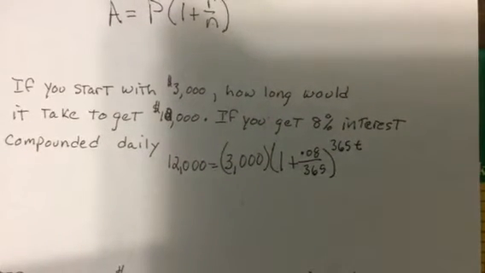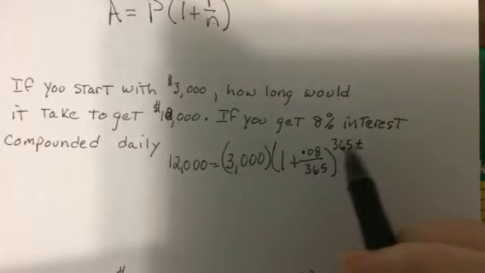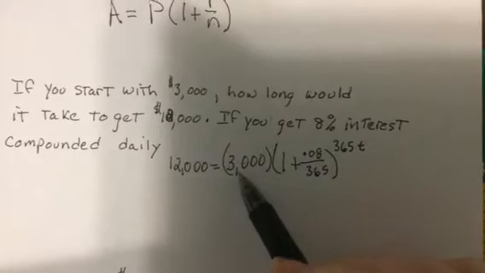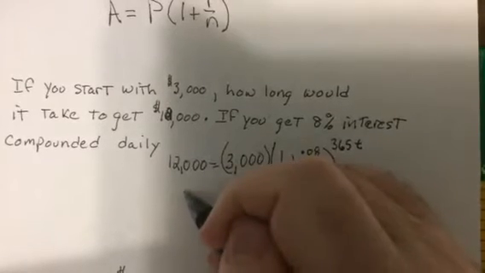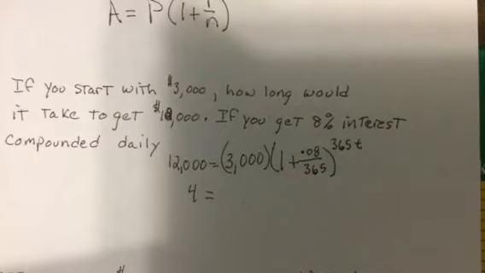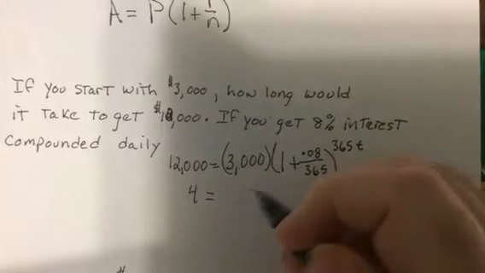So the first thing I'm going to do is divide both sides by the principal. This has a power to it, so you can't multiply these two things. So I'm going to divide both sides by 3,000. So I'm going to have 4. So another way of saying this problem is, how long would it take to have a multiple of 4? 4 times what you start with.